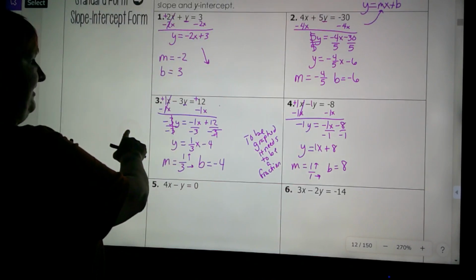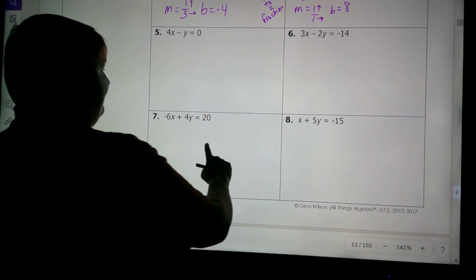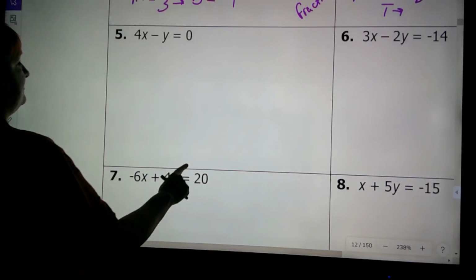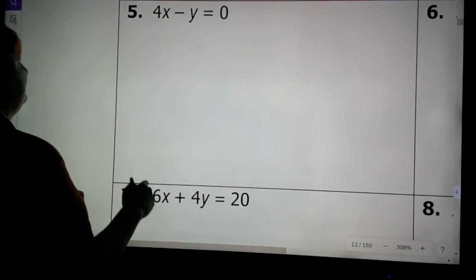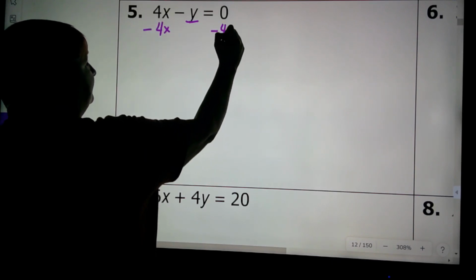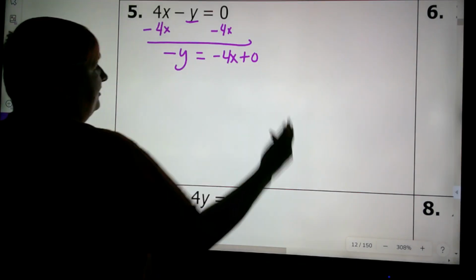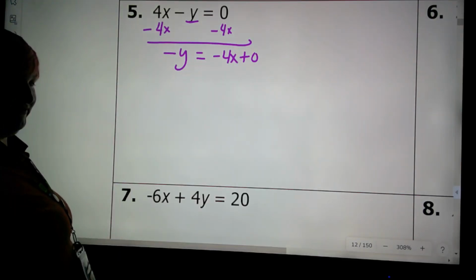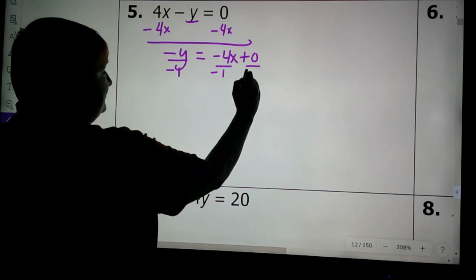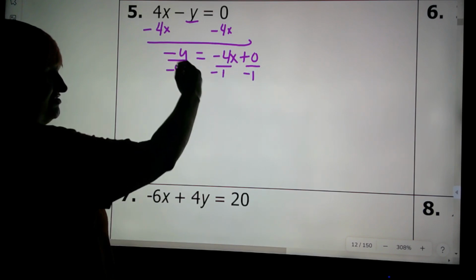Alright, let's look at 5 and 7. You do 6 and 8. Alright, so 5, solve for y, subtract 4x from both sides. We're left with -y equals -4x plus 0. You don't have to put the plus 0 because it changes nothing. To get rid of this, we're going to divide by negative. Basically, we're going to change all the other signs. Dividing by a negative changes all the signs.